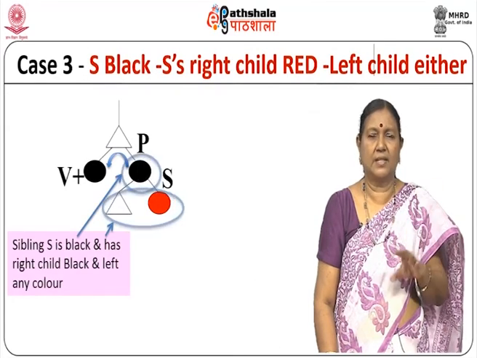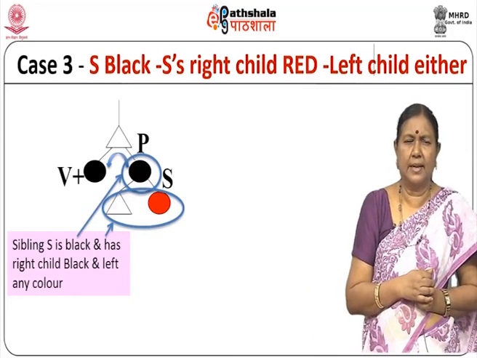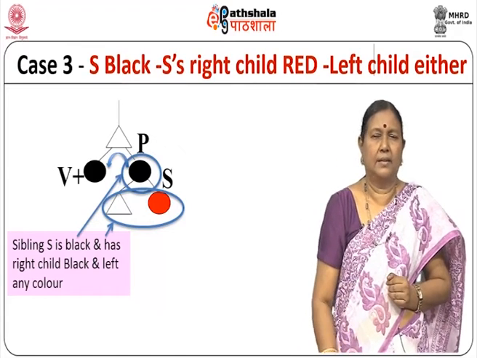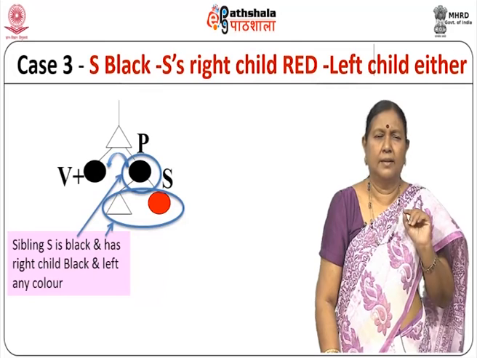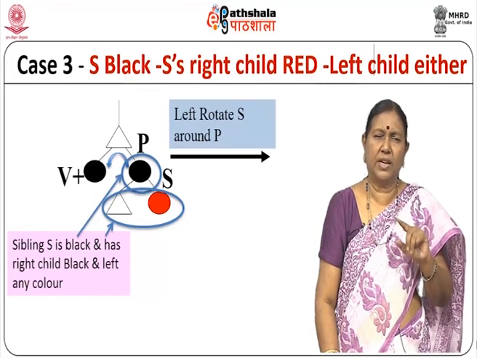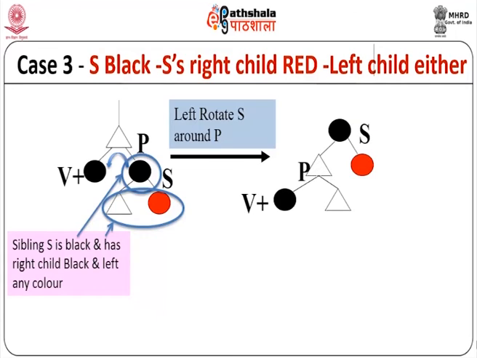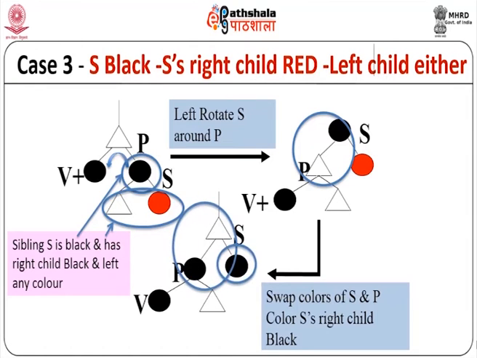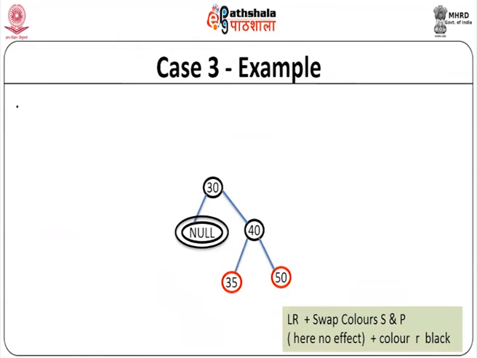So, again we are considering the same case. Sibling S is black and has a right child that is red, and the left child is any color. So, left rotate S about P. Okay, so rotate S about P, and you can see the child there. Rotate about P, swap the colors of S and P, and color S's right child as black. So, that is what we did: swap the colors and color. So, terminal case and we are done. As you can see, the absorption has happened.